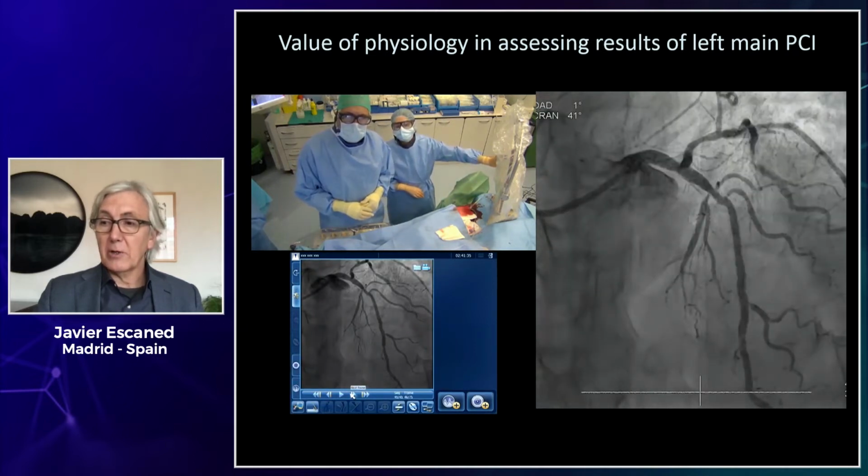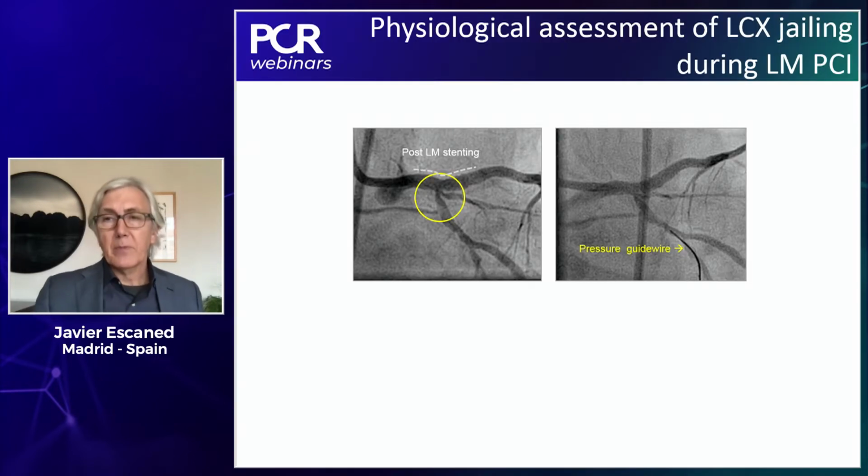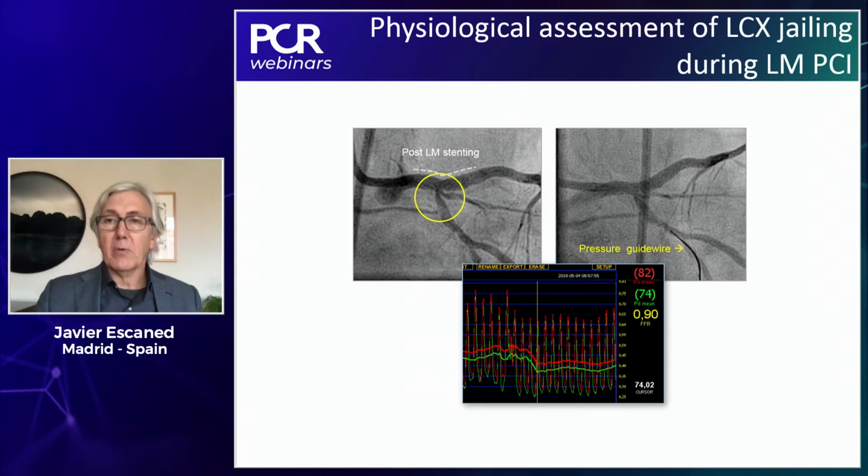There is another scenario that is important as well. That is the scenario of jailed side branches. This is a case of a stent implanted in the left main towards the LAD after provisional stenting. And still, there was doubt as to this pinched circumflex, and there were some considerations as to whether to embark on performing a two-stent technique. But when we performed a measurement with FFR, we saw clearly that this was non-flow limiting.